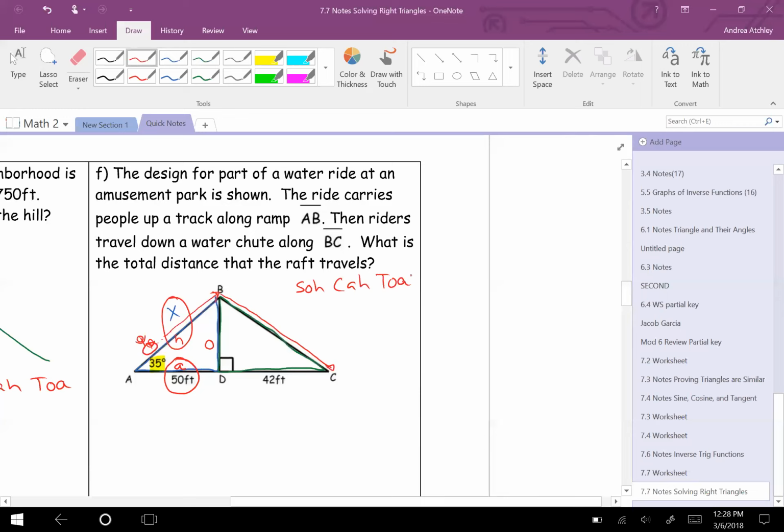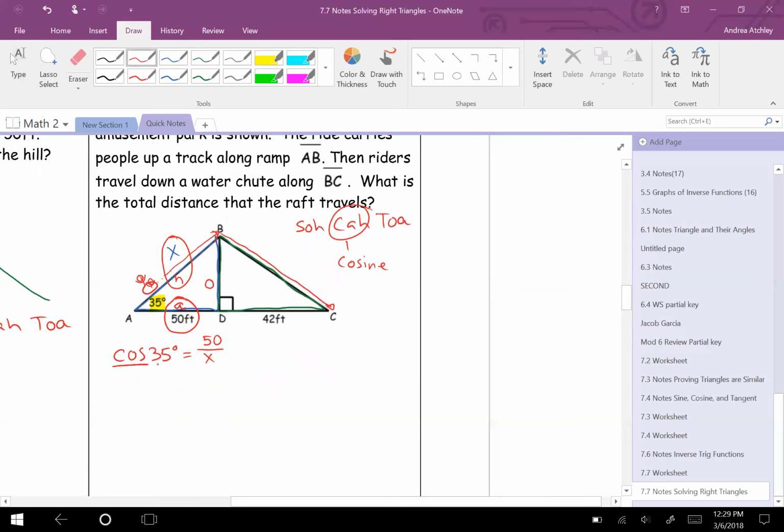Okay, Blake, which trig function am I going to use here? Cosine, because the cosine uses my adjacent side and my hypotenuse side, which I have. So I do the cosine of 35 degrees equals the adjacent is the first one, so that goes on top, 50, over the hypotenuse is next, so that's my x. Any questions?